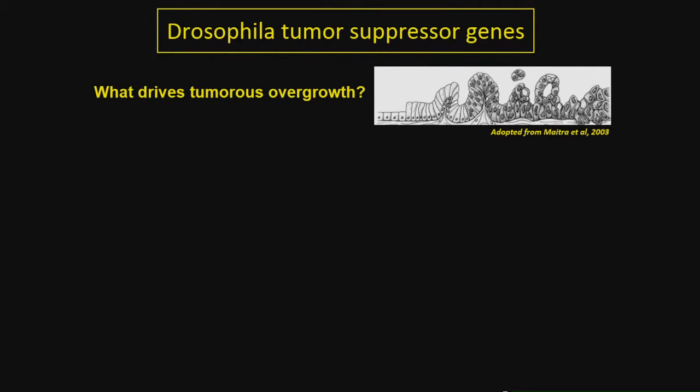So one of the questions we want to answer in the Builder lab is how tumor overgrowth is driven. I'm very interested in what pathways underlie the transformation from a very tightly regulated epithelium to a more malignant tissue, as you see in a tumor, where you lose your polarity and get a lot of overproliferation.